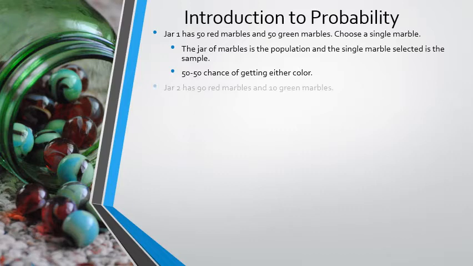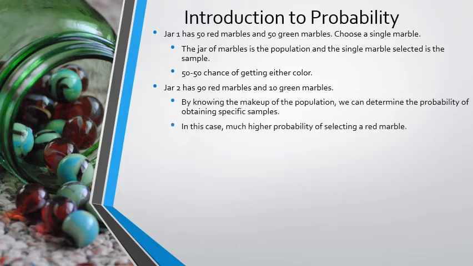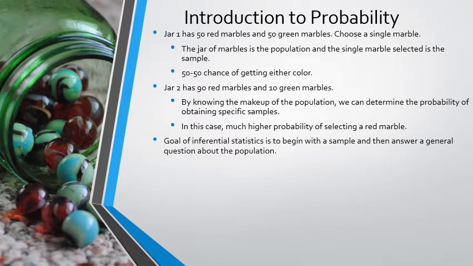there is green marbles. So you have another jar. It has 90 red marbles and 10 green marbles. By knowing the makeup of the population, we can determine the probability of obtaining specific samples. In this case, there's a much higher probability of selecting a red marble from jar 2, since jar 2 has 90% red marbles and only 10% green marbles. The goal of inferential statistics is to begin with a sample and then answer a general question about the population.